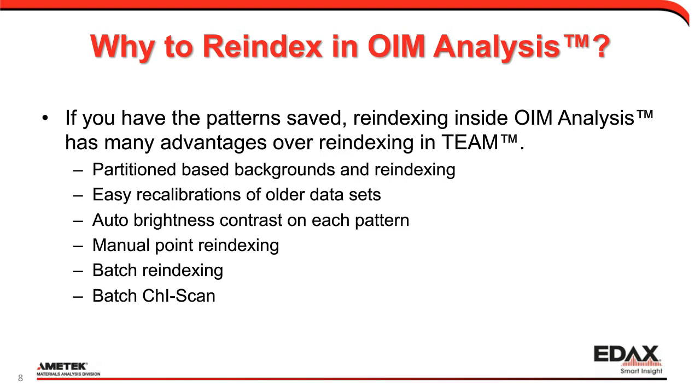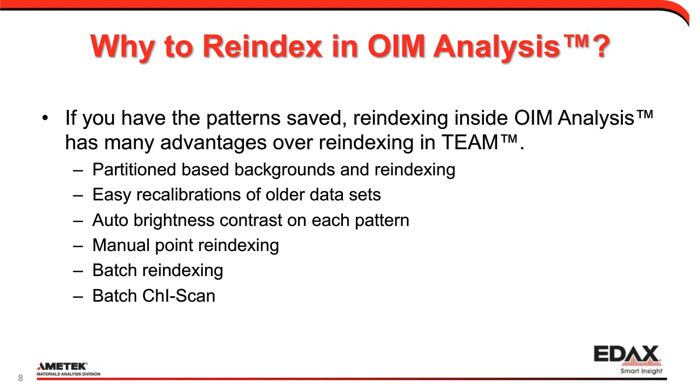So one of the main features of OIM Analysis is that I can start pulling things apart. I can say, okay, here I just want to pull out these index points where our CIs are low and just reindex these. I can't do that in Team. I can also do partition-based backgrounds. I can say, okay, the background for this phase is not that great. I can pull that out, redo my background, and then reindex just those points.